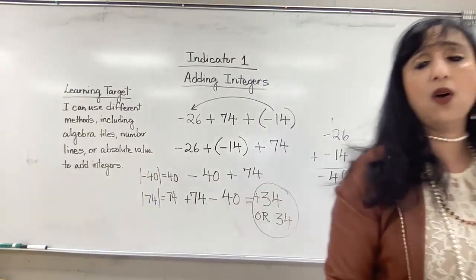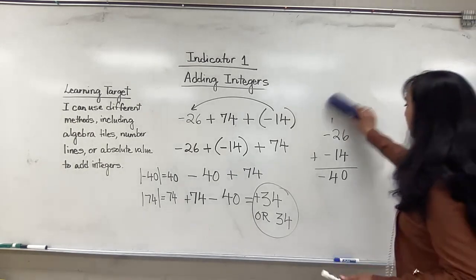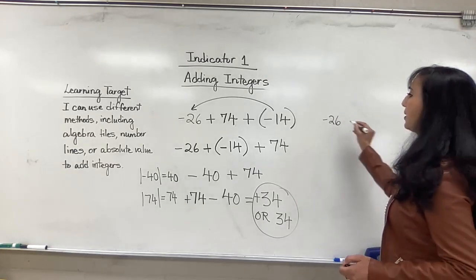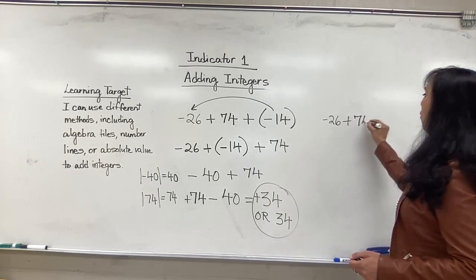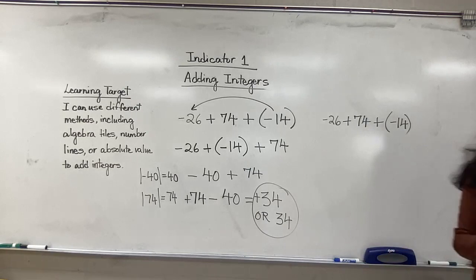I can also go from left to right, using the method of going in the correct order. So we are adding the numbers in order. That means negative 26 plus 74 plus negative 14. What I'm going to do over here is add the negative 26 plus 74.